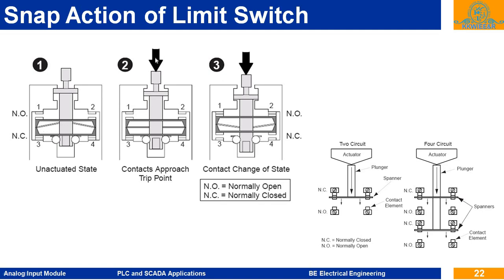Based on this operation, this spring will change its position, and so these are momentarily operated. For that purpose the spring is there. So this is the unactuated state, a normal operation of this switch. During normal operation, 1 and 2 are normally open contacts, so the circuit is disconnected or open, and at the 3 and 4 pole the circuit is closed.